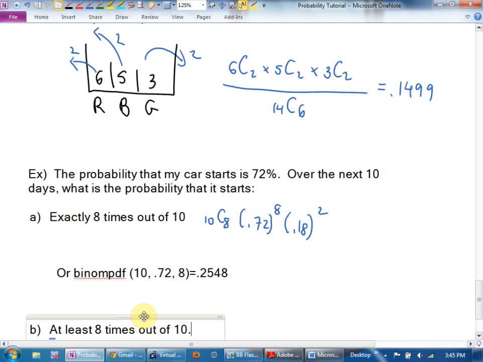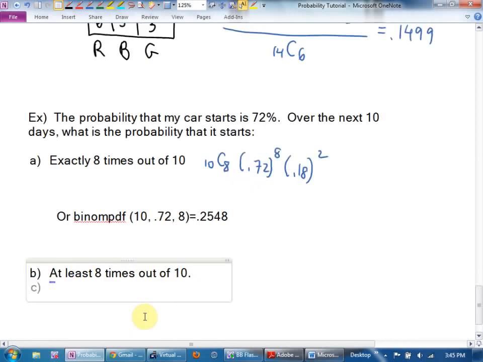Now, what was the CDF shortcut? Don't write this down because this is wrong. A lot of students will want to go like this. They'll go, oh, binomial. They'll say, at least is CDF of 10, 0.72, 8. That does not give you 8 or 9 or 10. That gives you 8, 7, 6, 5, 4, 3, 2, 1, 0.